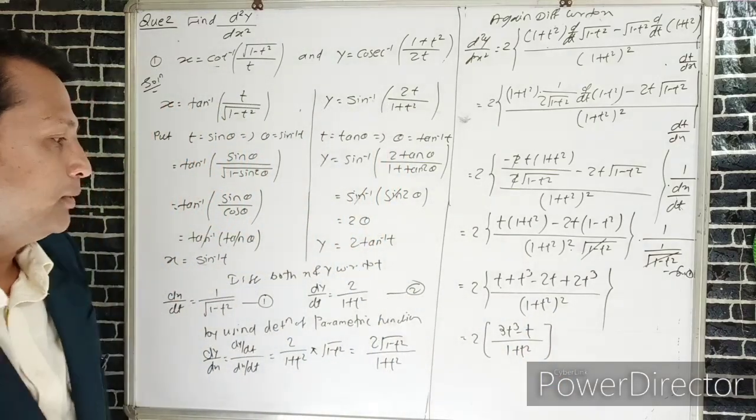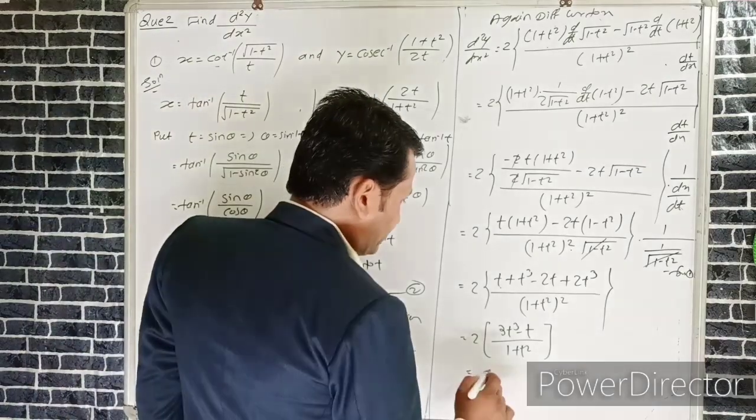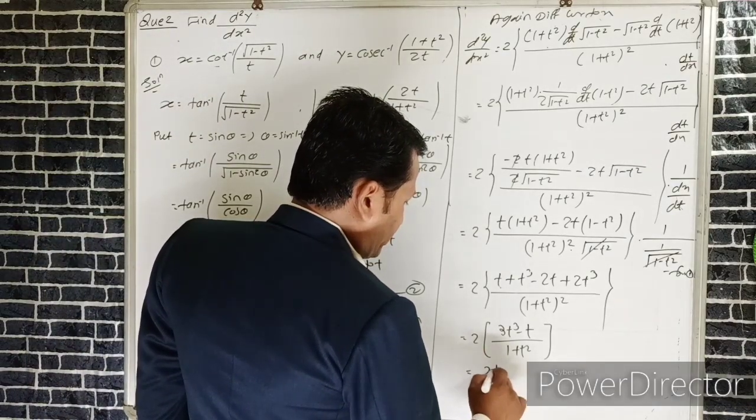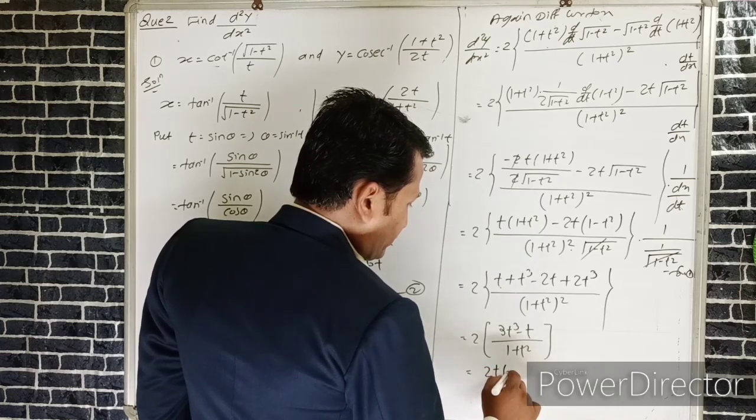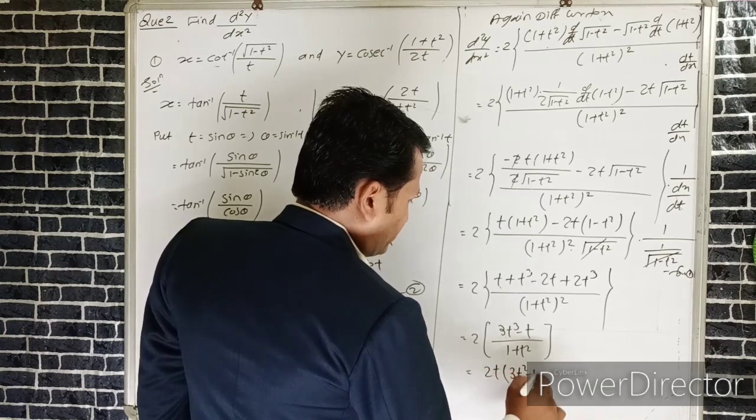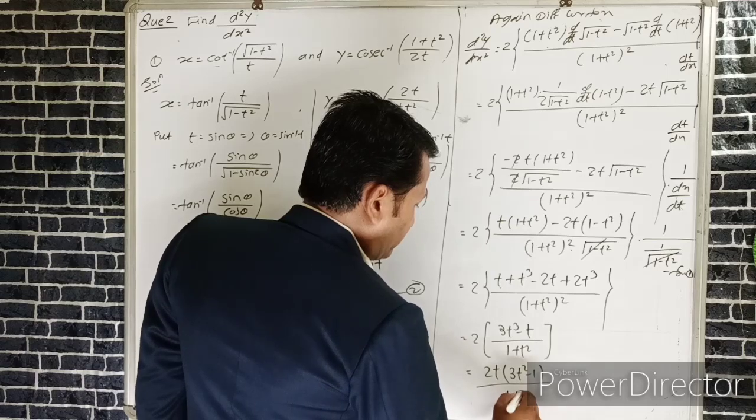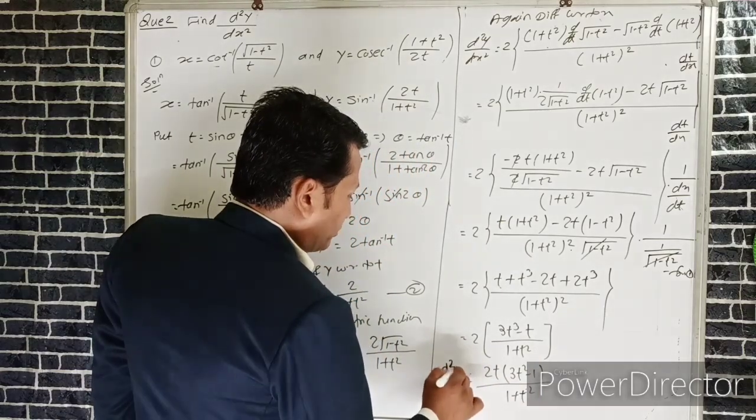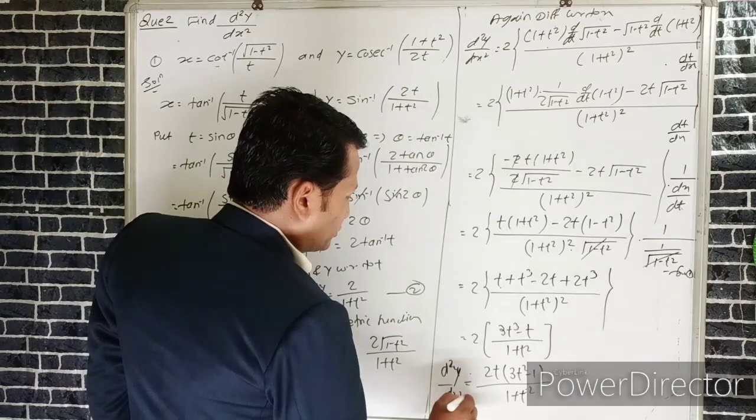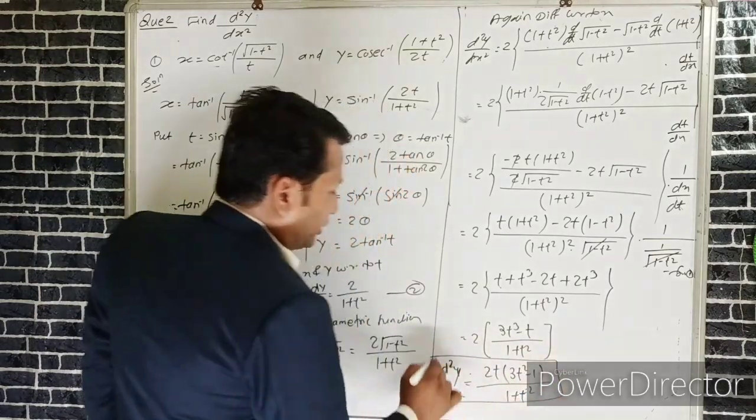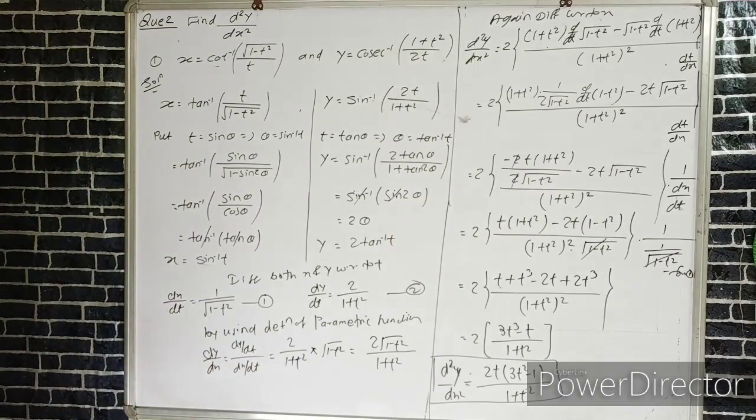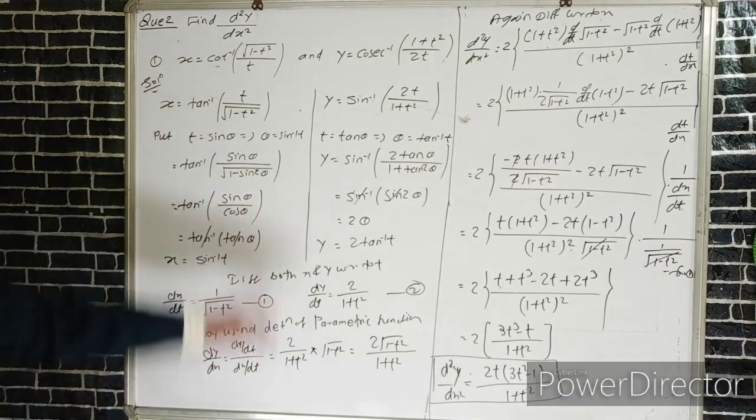If we take t common from both terms, we can write 2 into t into 3t square minus 1 upon 1 plus t square, which is the required derivative, or the second order derivative d2y upon dx square is 2t into 3t square minus 1 upon 1 plus t square.